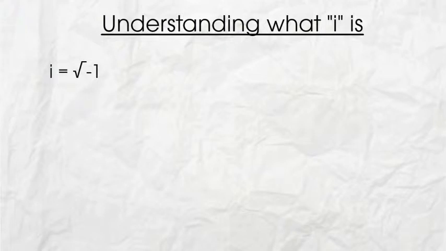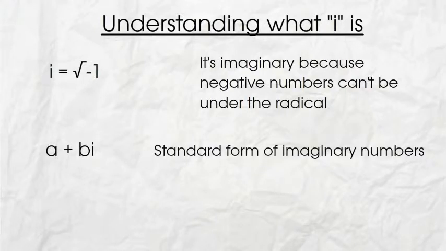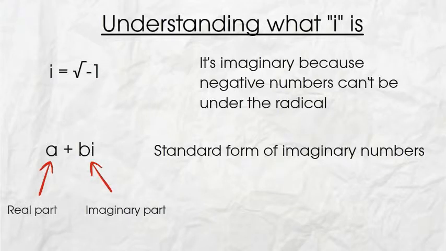So i equals the square root of -1. It's imaginary because negative numbers can't be under the radical. Its standard polynomial form is a plus bi, where bi is the imaginary part and a is the real part.